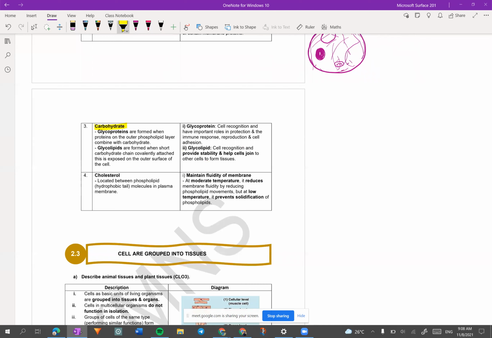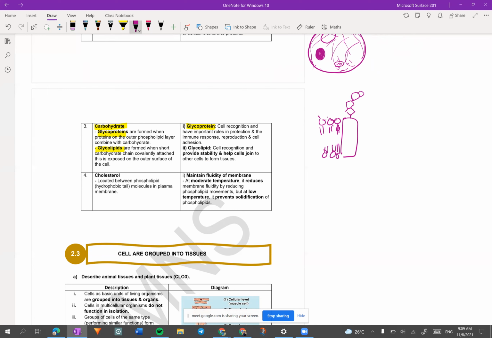And then carbohydrate pula. For the carbohydrate, kita ada glycoprotein, also glycolipid. So the glycoprotein adalah kalau the carbohydrate, kita ada phospholipid bilayer lagi. Okay. Ni let's say I lagi protein. Kalau karbohidrat tersebut melekat dengan protein, so nama dia adalah glycoprotein.